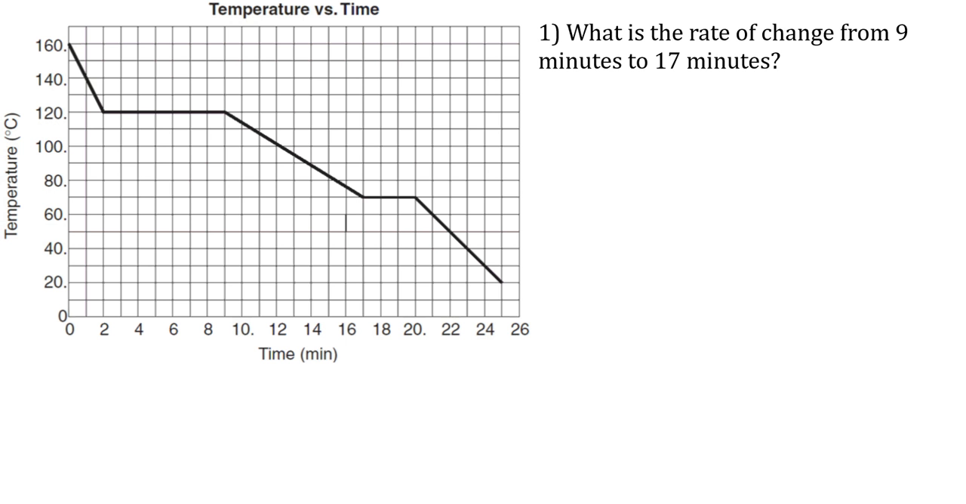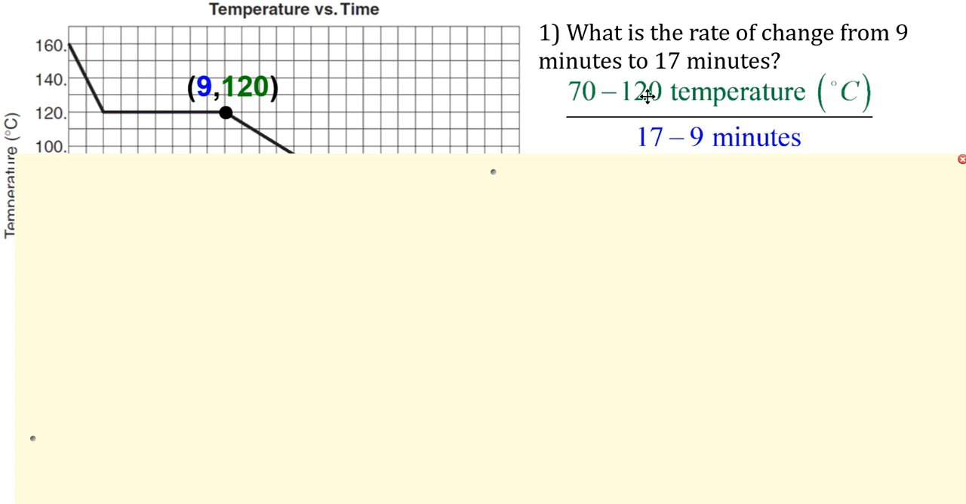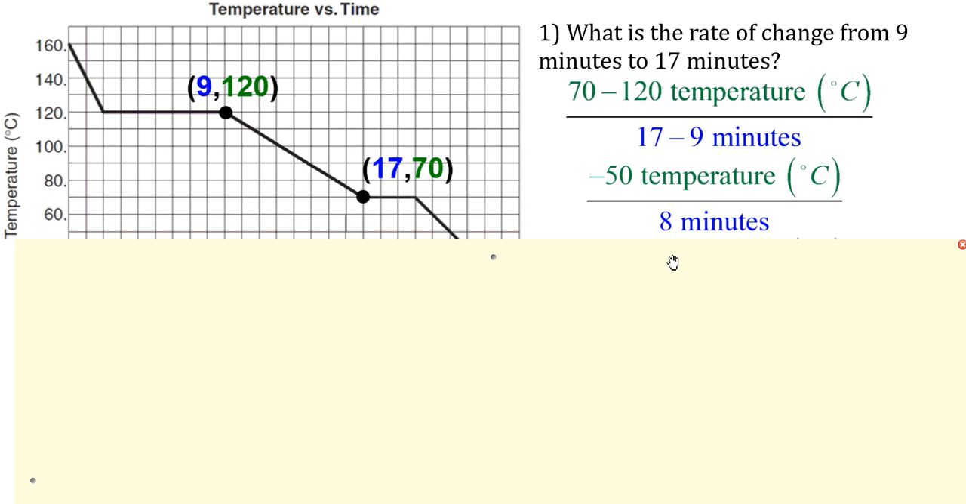Well, on a graph, let's locate where that's happening. At 9 minutes, we know the temperature is 120 degrees Celsius. And at 17 minutes, that's 70 degrees Celsius. So what's the rate of change? Well, we're going to compare the change of the outputs to the inputs. So a change in temperature versus time. So 70 minus 120, that's negative 50. And 17 minus 9 is 8.